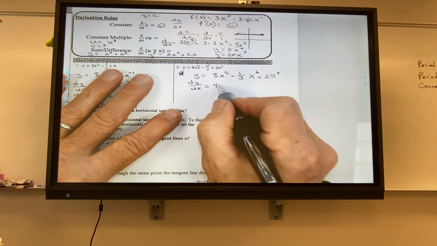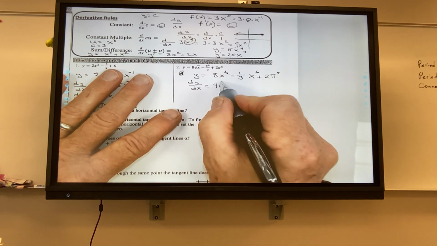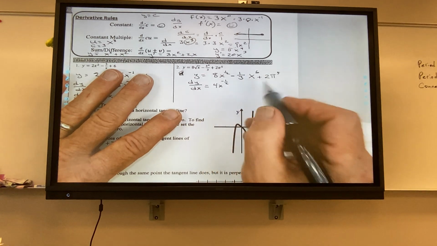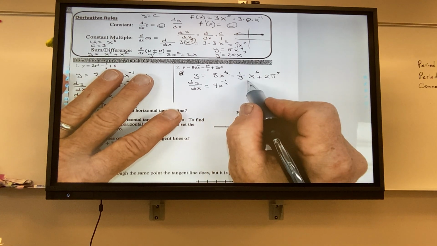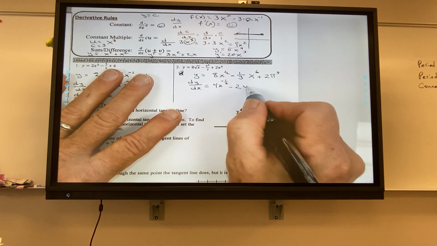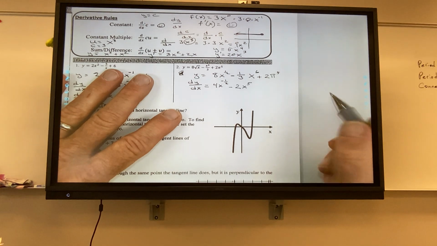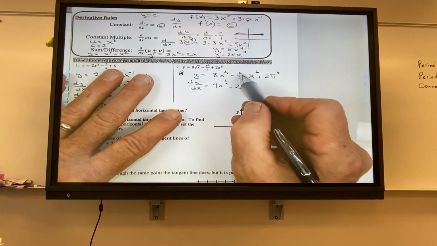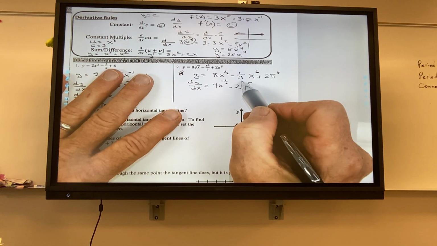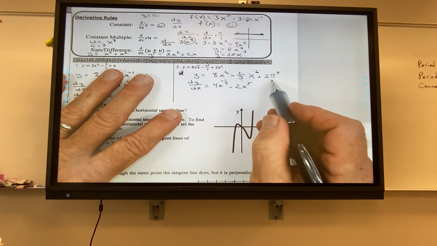4x to the negative 1/2. Perfect. Jonah, what am I going to get here? Negative 2x to the 5th. 2x to the 5th. Perfect, right? You'll get 6/3 here, which is 2. Owen, what will I get here?